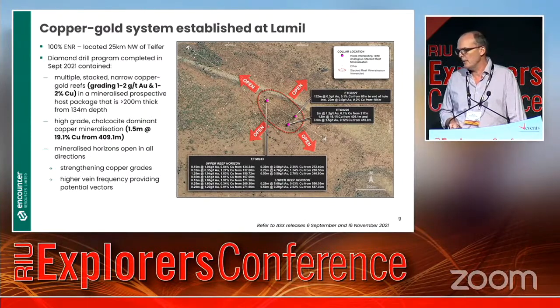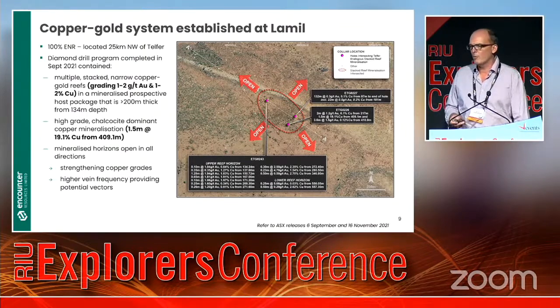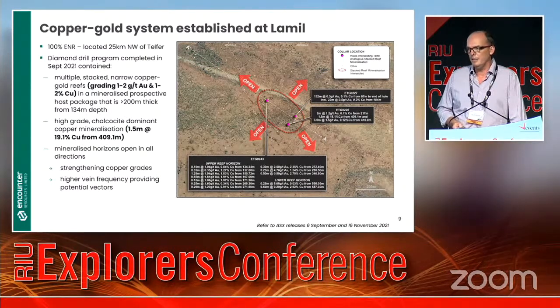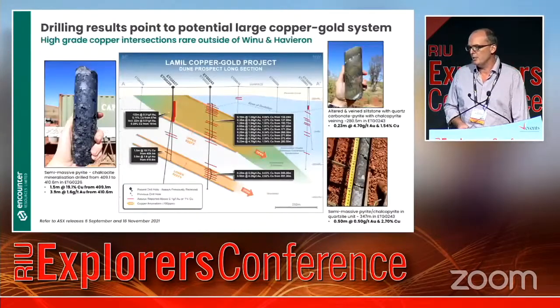which was a really nice start, and drilled a hole underneath that, and we drilled 1.5 metres at 19% copper at depth. We stepped 200 metres away, which is on the basis of our heritage line clearance, and drilled another hole, and we hit multiple narrow, high-grade copper gold reefs over a rock package over 200 metres thick. We think these are exactly the sort of intersections you're going to see quite proximal to a Winu or a Javieron. And we're looking forward to getting out there early in the season this year.